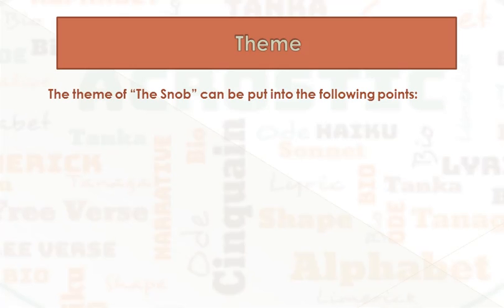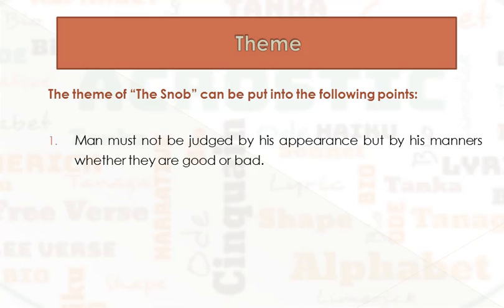First of all, we have the theme of this short story. So, what is the theme of this story? What is the main idea of this short story? Actually, the theme of this story can be put into the following points. Number one, man must not be judged by his appearance, but by his manners, whether they are good or bad.